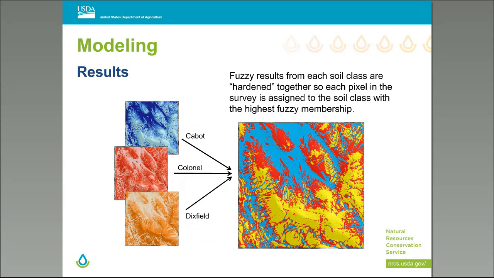So you have fuzzy results from each soil class that get hardened together, so that each pixel in the survey is assigned to the soil class that has the highest fuzzy membership. Once you have fuzzy memberships that you're happy with, this is the next step, because you have to combine them all into one map. Every pixel needs to be assigned one soil class, and this is how we do it. There may be other ways, but those three on the left are real examples from Essex County.